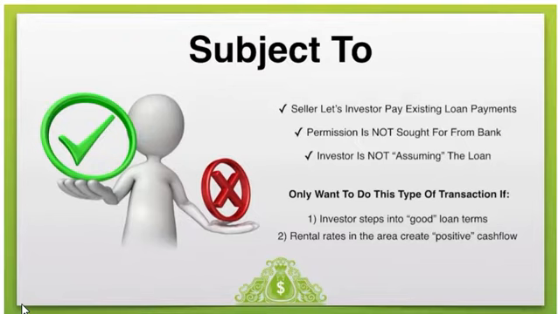They deed us the house, and from that point forward, we are responsible to make their mortgage payments to the lender. So we quickly clean up the property, rent it out, and keep the difference between the mortgage payment and the collected rents. We don't ask the bank for permission as we're not assuming the seller's loan. We're simply making their payments on their behalf.